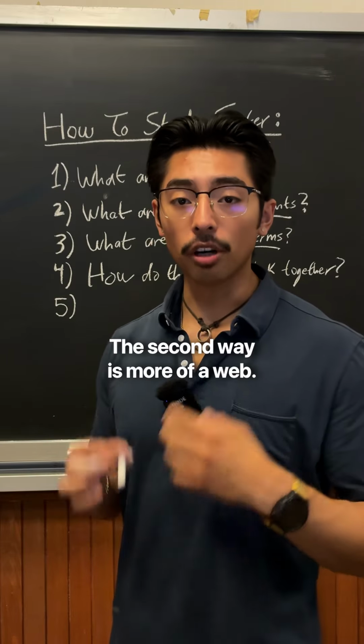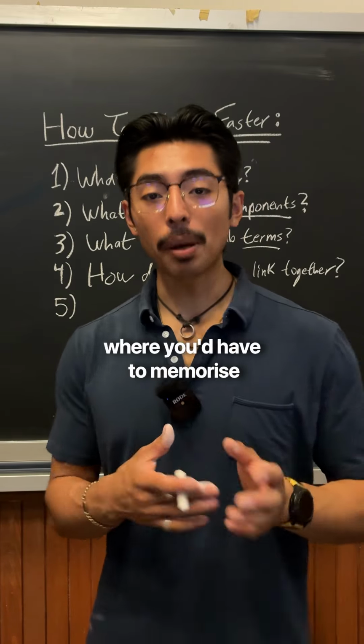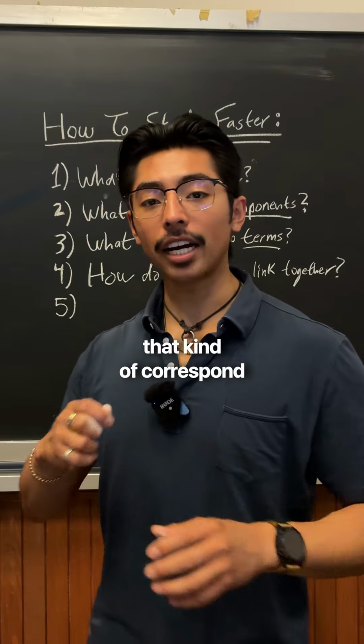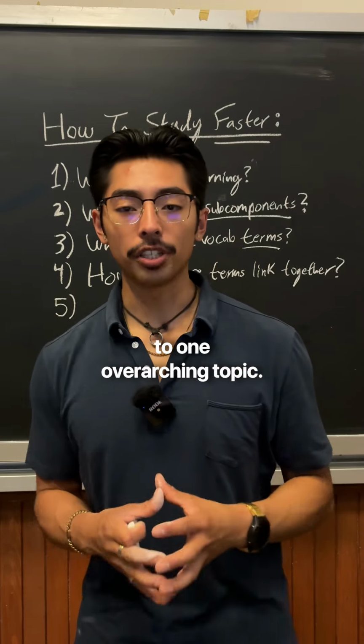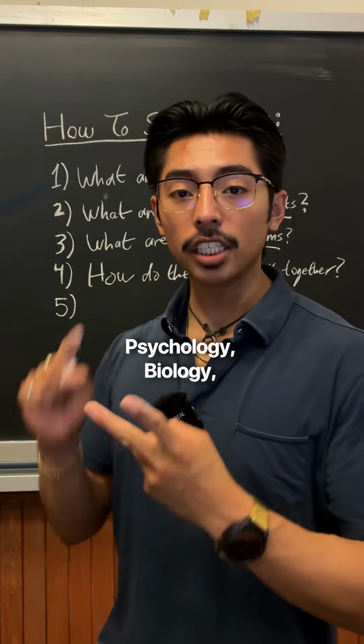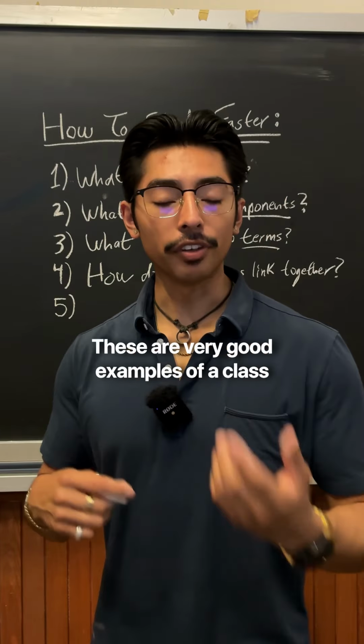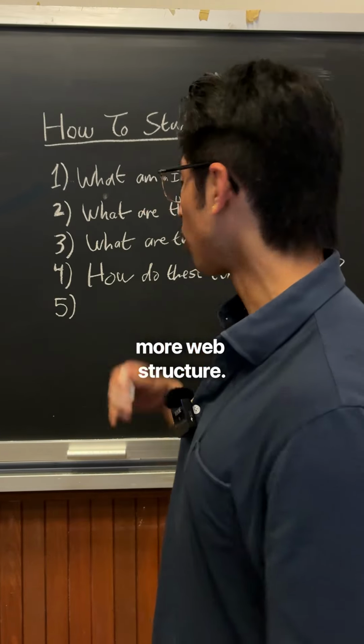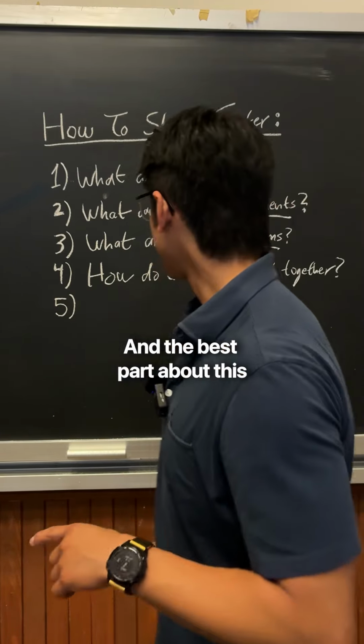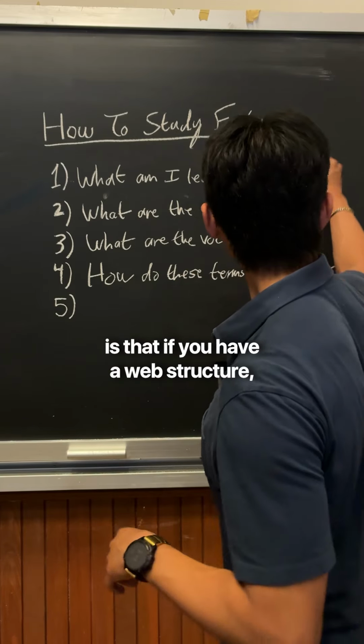The second way is more of a web. This is better for classes where you'd have to memorize smaller bits of information that correspond to one overarching topic. Psychology, biology, or even English or history, these are very good examples of a class that might use a more web structure.